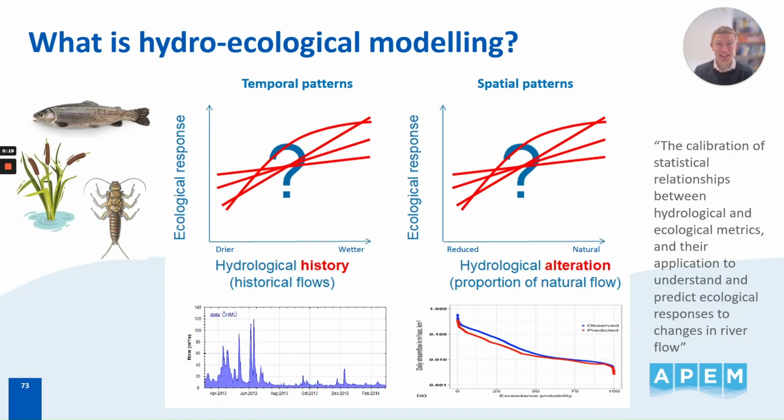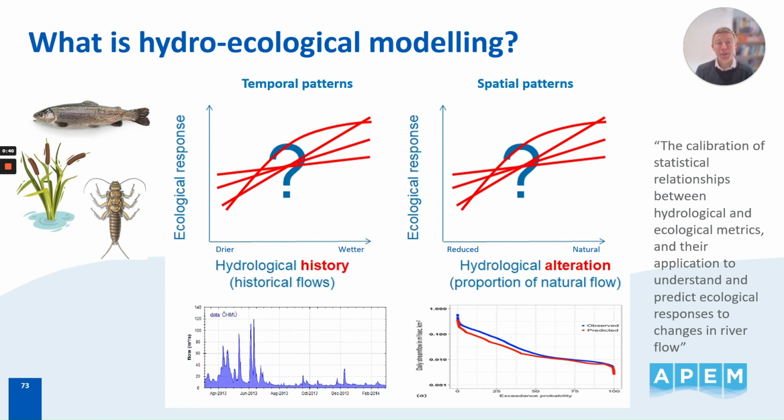So what is hydroecological modelling? Here I've defined it as being the calibration of statistical relationships between hydrological and ecological metrics, and then applying those relationships to help us understand and predict ecological responses to changes in flow.